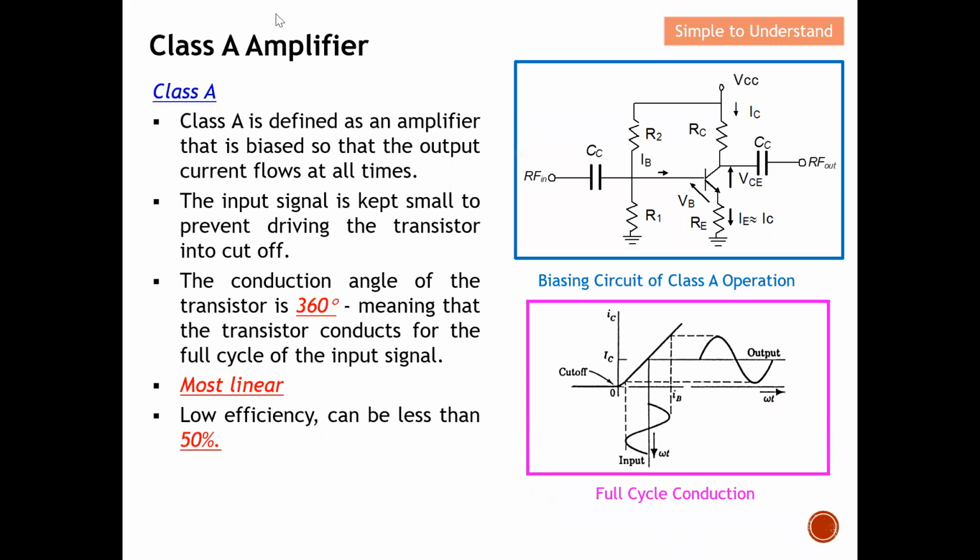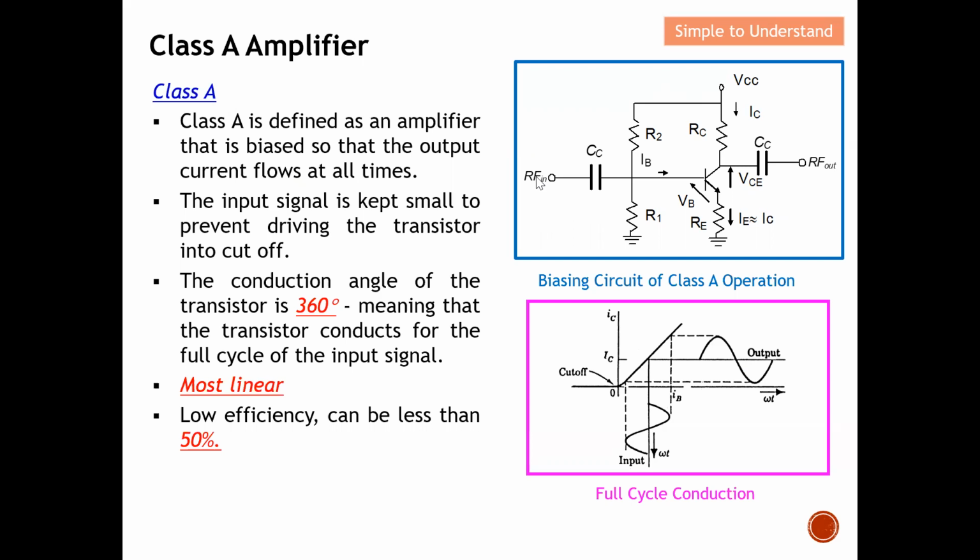Okay, let's quickly understand what a Class A amplifier actually is, which I have explained in my part 1 series. Let's go into a little bit more detail for this discussion. Class A is defined as an amplifier that is biased so that the output current flows at all times. Let's take a look at this Class A amplifier. You can see that the input is fed at the base. The output is at the collector.